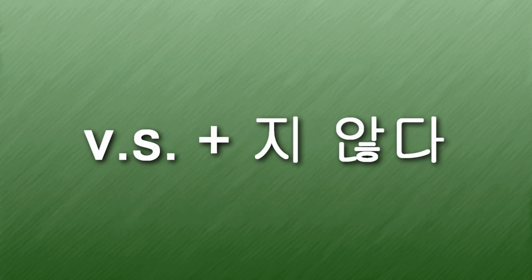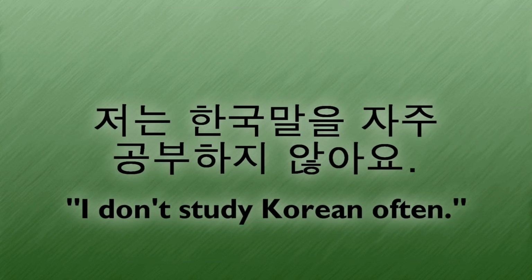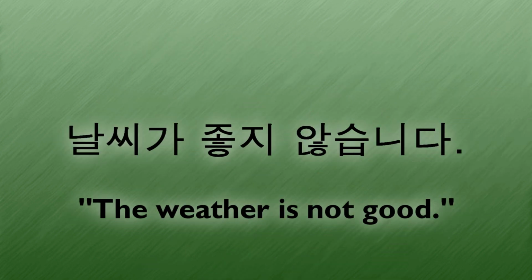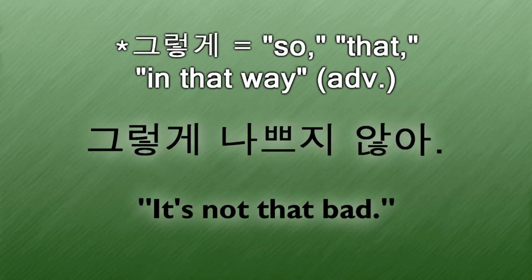지않다 is used by taking the verb stem, which is taking the verb and removing the da, and then adding 지않다, then conjugating it. It's simple, quick, and will always be correct. Here are some examples. 저는 한국말을 자주 공부하지 않아요. I don't study Korean often. If you're wondering about how to conjugate 지않다, check out episode 2 on conjugation. 날씨가 좋지 않습니다. The weather is not good. 그렇게 나쁘지 않아. It's not that bad.